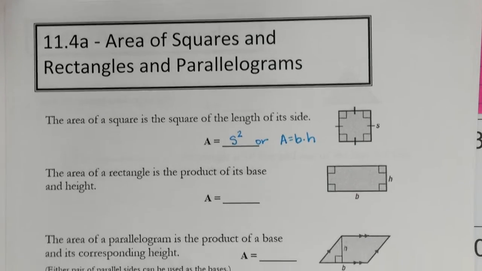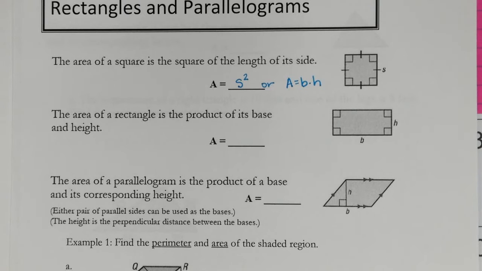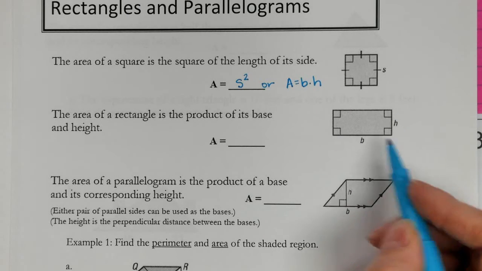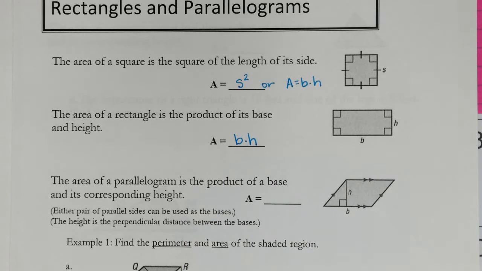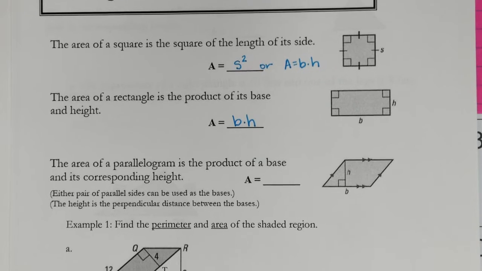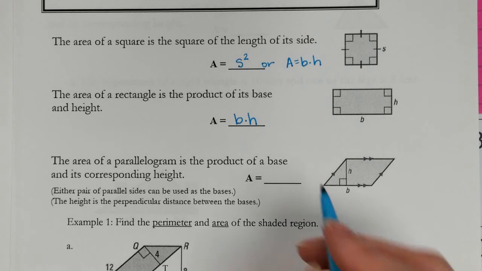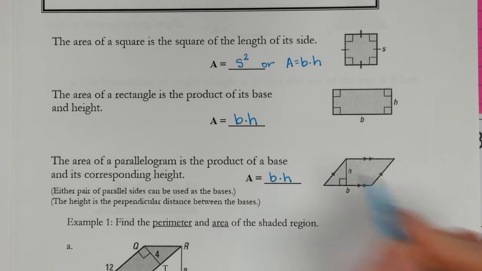Then the next one, the area of a rectangle, is the product. So remember, product means multiply, of its base and height. So again, for a rectangle, we're going to do base times height. Area of a parallelogram is also the product of a base and its corresponding height. So the area of a parallelogram is also base times height.